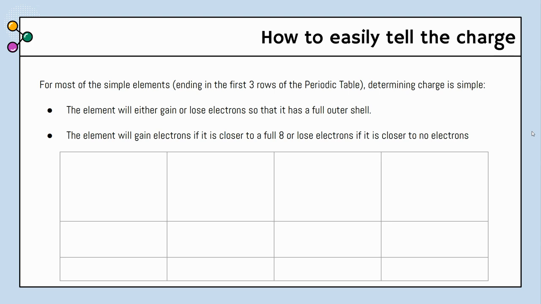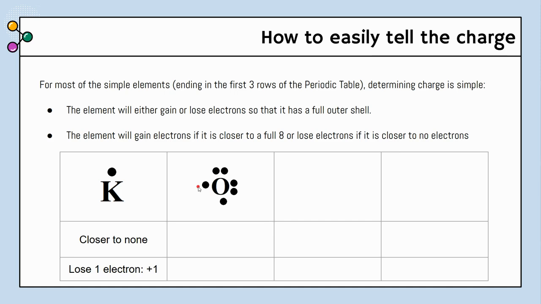Well, it's pretty simple. At least for the first 3 rows of the periodic table, the element will either gain or lose electrons so that that outermost shell is full. It either wants to fill up that outer shell or lose what it has to go down to the previous shell. So potassium, for instance, has 1 electron. It's a lot closer to having none than it is to having a full 8. So potassium, because it's closer to 0 electrons, is probably going to lose that single electron, and it will gain a +1 charge because it lost an electron, forming a cation.